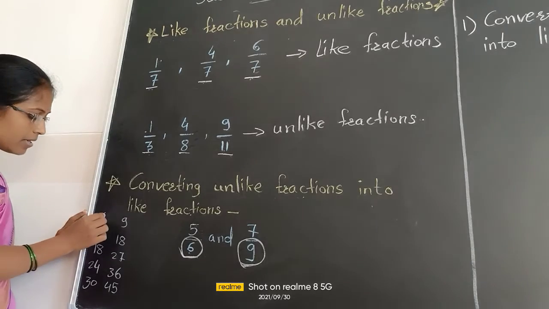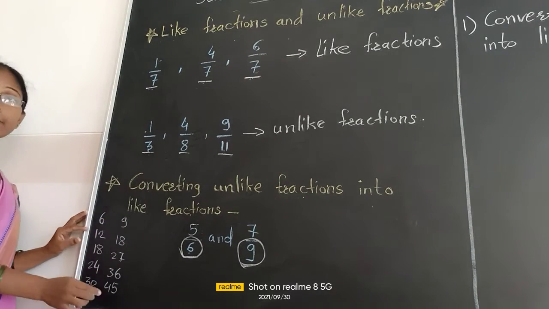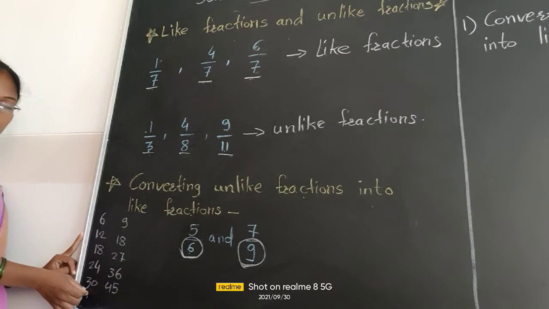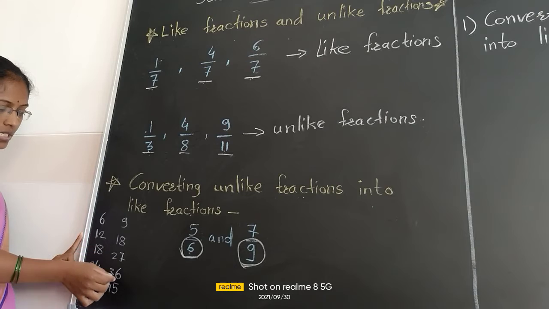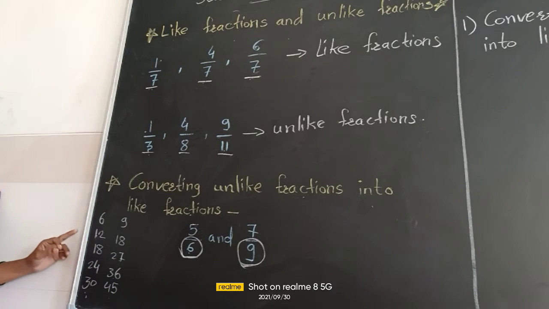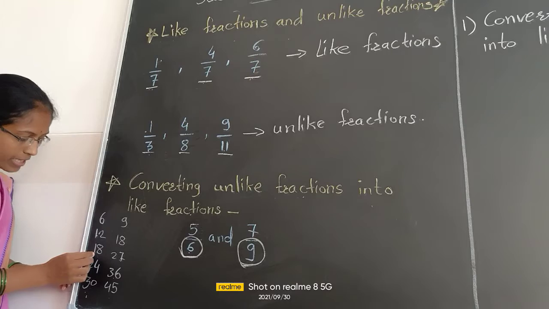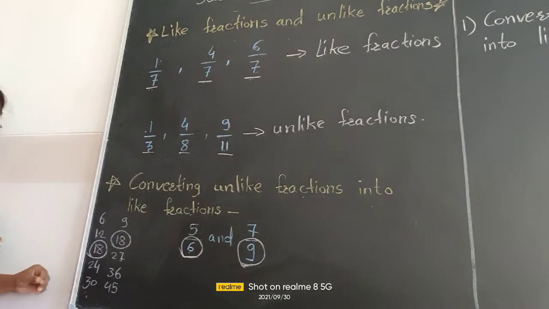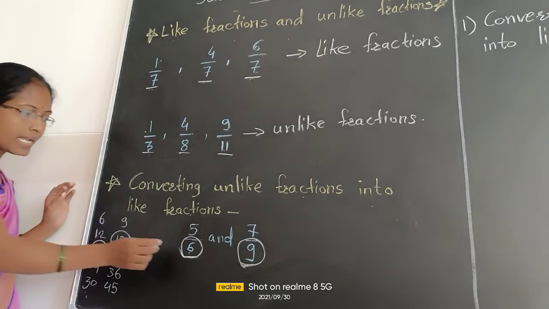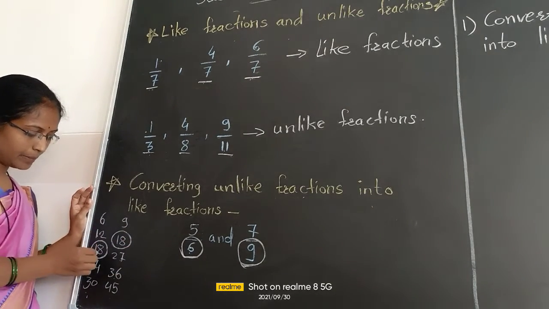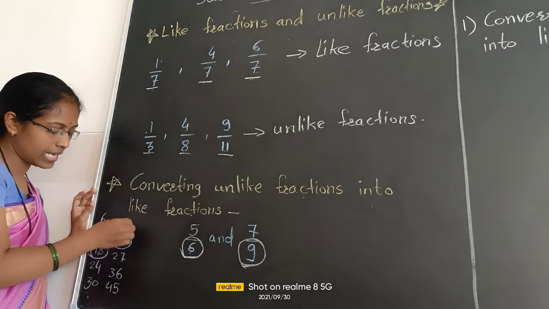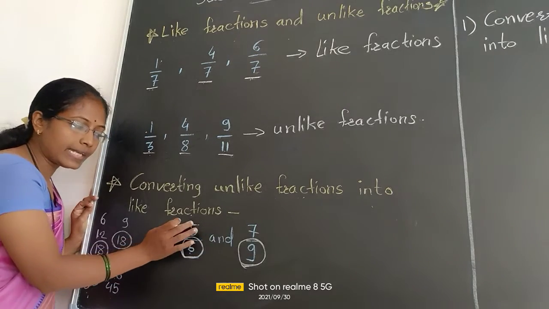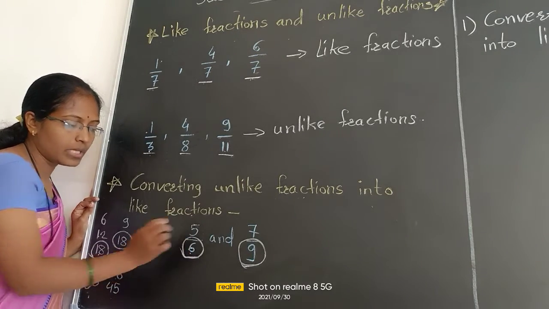Correct? So here I wrote some multiples of 6: 6, 12, 18, 24, 30. And here 9, 18, 27, 36, 45. So here we will get the same multiple, that is 18. Yes. So we can make 6 into 18 by multiplying by 3, and 9 into 18 by multiplying by 2. Means we will take the equivalent fraction of both.